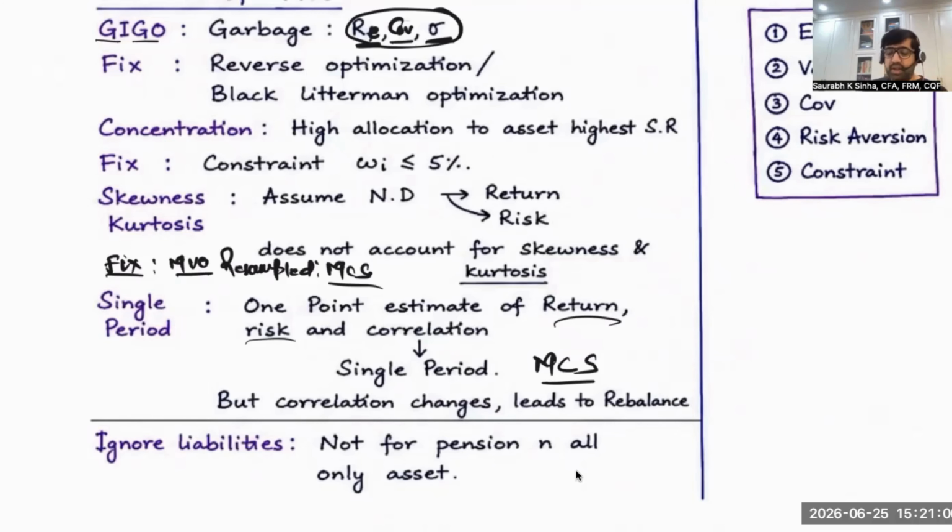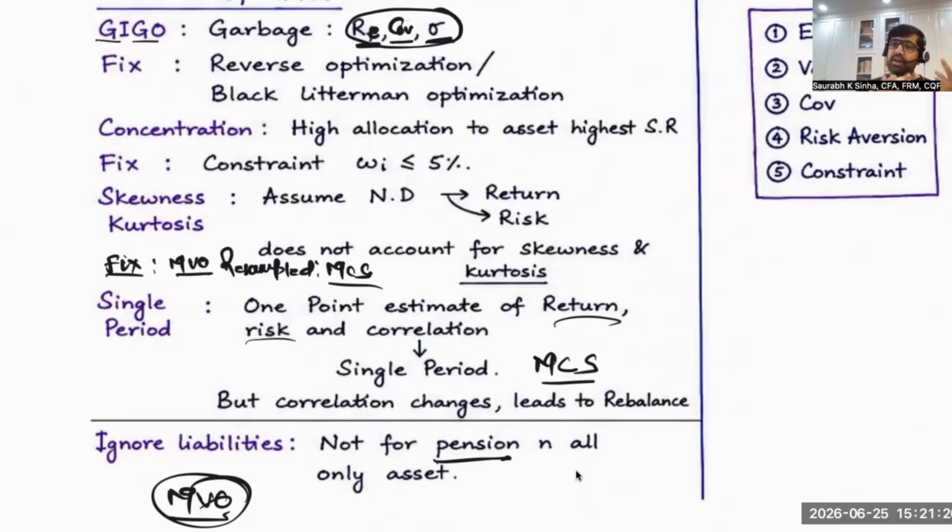We'll talk about it. The other biggest problem is if you're trying to find out the asset allocation for a pension, you cannot use mean variance optimization, because have you ever heard me talking about liability in the discussion of mean variance optimization? I'm saying asset return, asset risk. Did I say liability?